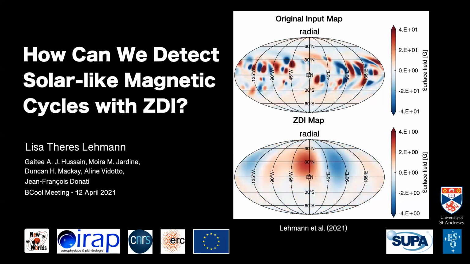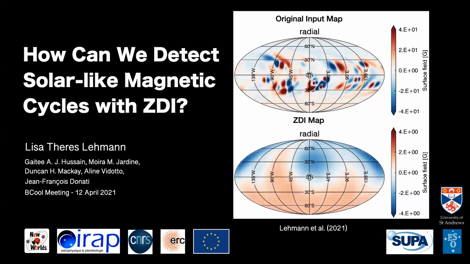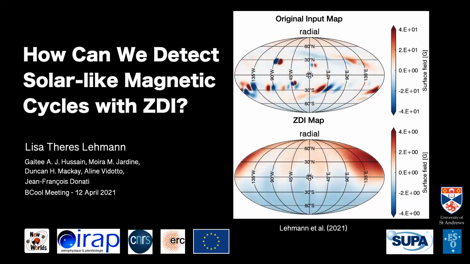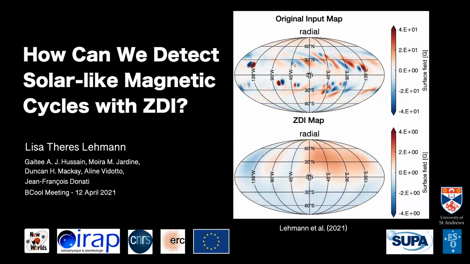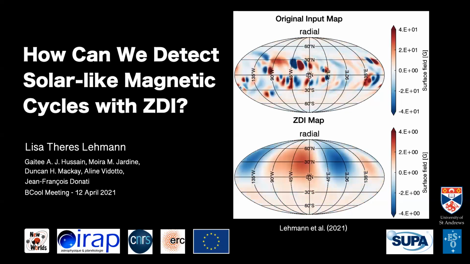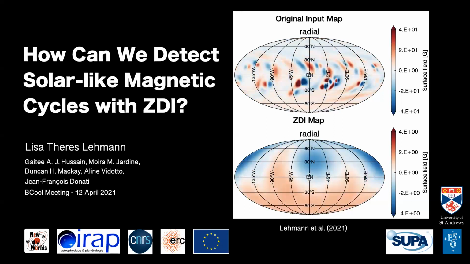at the University of St. Andrews with Gaitee Hussain and my former supervisor Moira Jardine, and our collaborators Duncan Mackay and Aline Vidotto. And we investigated how our own Sun would look observed as a star through a whole solar cycle, and what would be the best strategy to detect solar-like activity cycles using ZDI and a magnetic field parameter-based analysis.